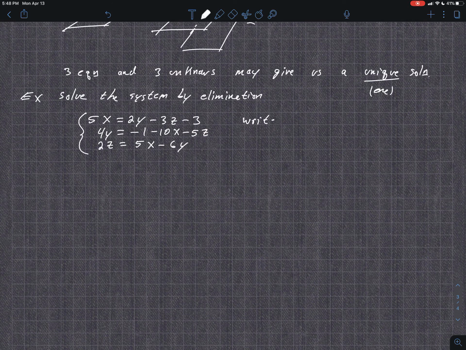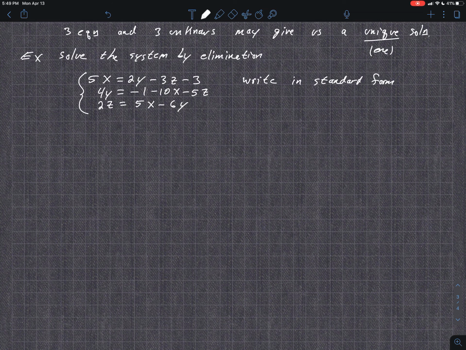And so the first thing you want to do is write it in standard form. All right, so you want to bring everything to the left-hand side, constant on the right-hand side, and put it in standard form. So try that. I'll give you a moment to try that. Well, pause it and try that, obviously.